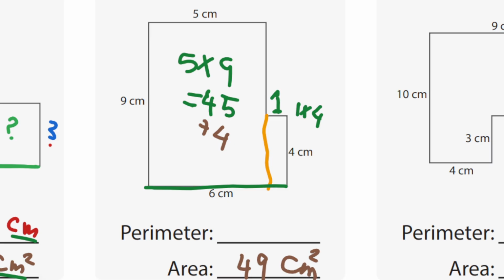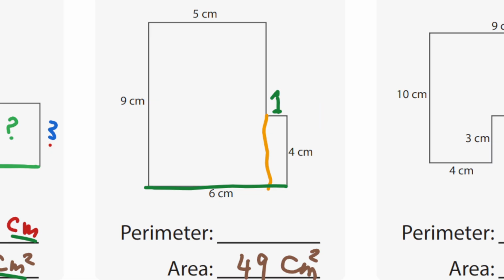Now let's go and find the perimeter. The perimeter is when you add everything. Add all the sides. So 5 plus 9 is 14. 14 plus 6 is 20, right? Yeah, 14 plus 6 is 20, plus 4 is 24, plus 1 is 25. So the total perimeter is 25 centimeter.